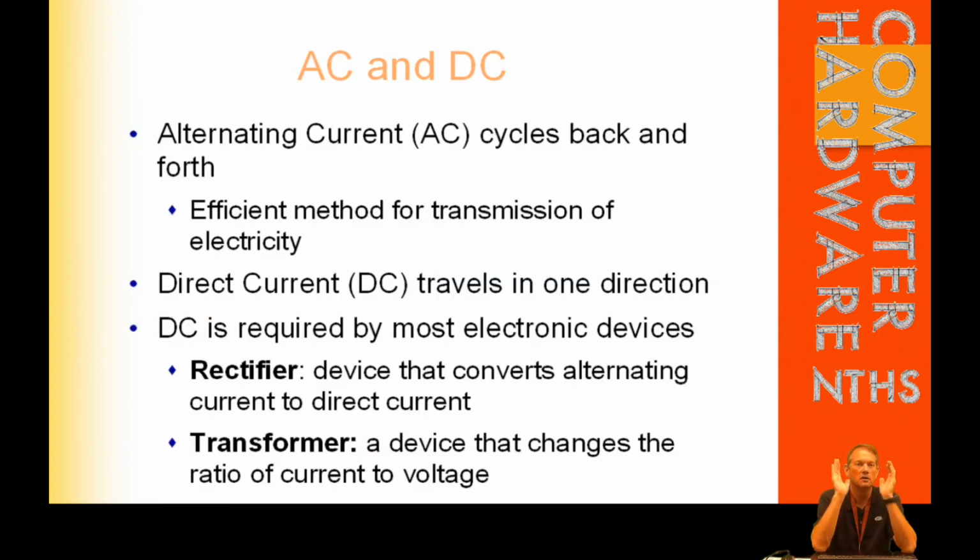So, definitions of power. AC, alternating current, cycles back and forth at 60 hertz, 60 cycles per second. Our wall outlet is 110 volts. Direct current, which is what most electrical devices need, moves in one solid direction. What we use to get from AC to DC is a rectifier, which changes it from AC to DC, and a transformer changes the voltage from that 110 to whatever DC voltage we need on the devices that we have.